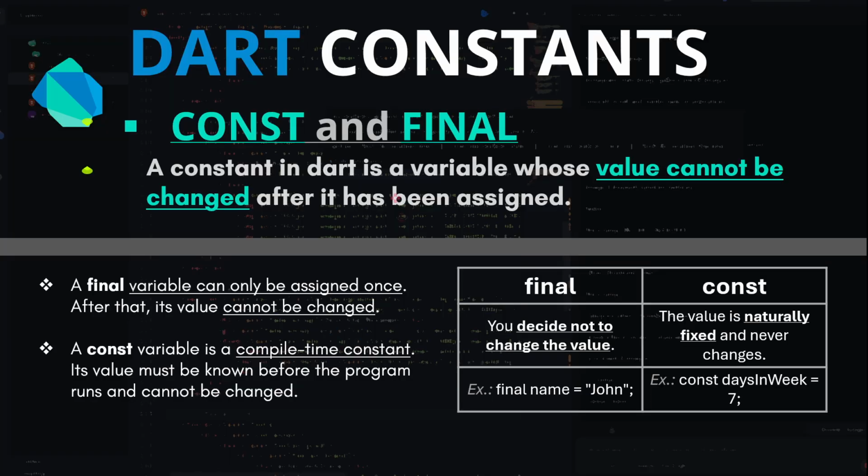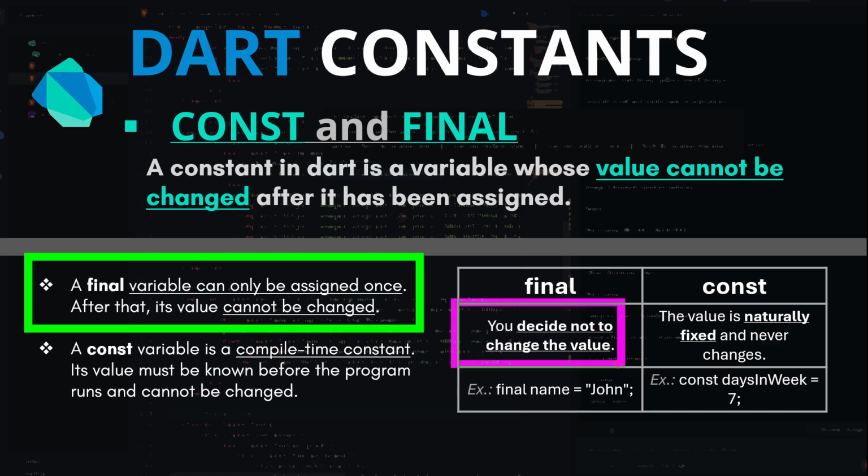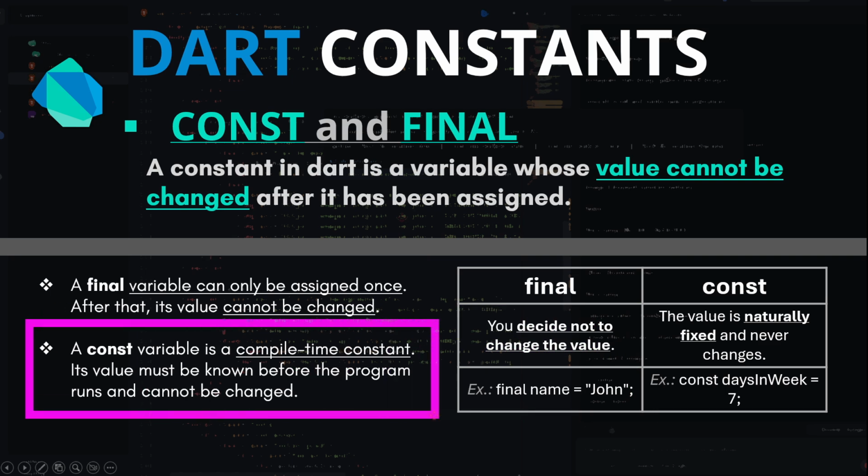And if we go back to the definition of the final variable, a final is just a variable that can be assigned once. After that, its value cannot be changed, and you decide not to change the value. And that's just it. Now what about this const here? Const is just like final too, but it's tricky, and there is a little difference between them. Const is used for values that are fixed. If you know your value is going to be fixed by nature, or will always remain the same anywhere in your file, then you can use const.